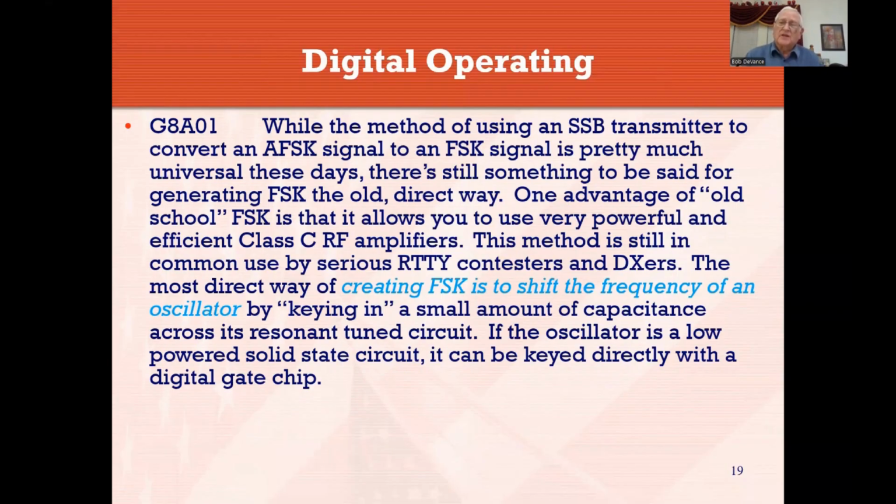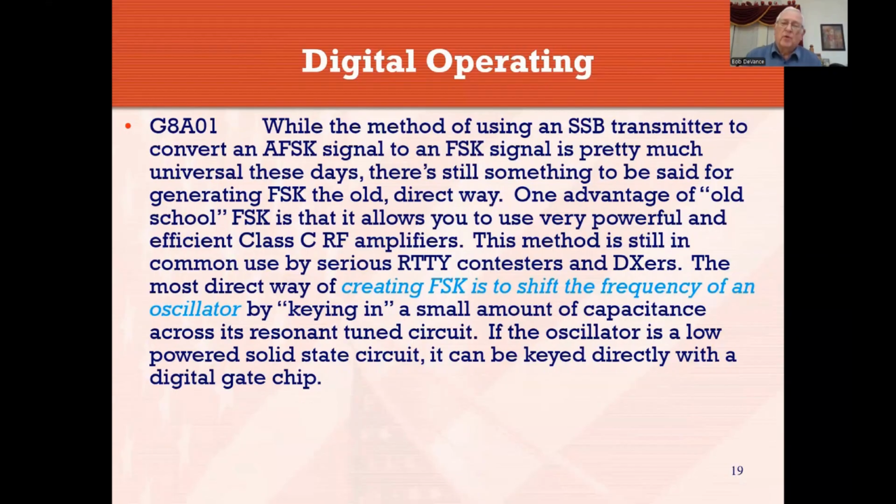You remember we talked about Class A, B, and C amplifiers. Each one of those transmits less, meaning you can drive the output a little bit harder because it's not transmitting 100% of the time at full power. So using a Class C amplifier lets you basically use more power to get your signal out without distorting the signal. Still in common use by serious RTTY contesters and DXers, of course.